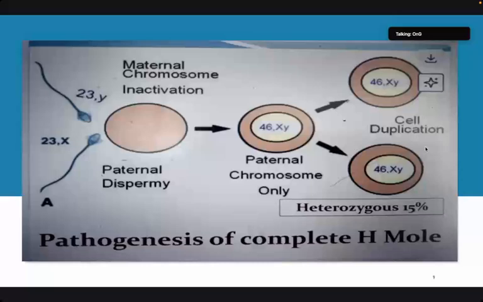In some percentage, about 15%, it can be seen in the heterozygous form, where a diploid sperm is fertilizing an inactivated ovum, and then you get paternal chromosomes only, leading to a diploid cell with 46XY. So this one is less common compared to the previous one.